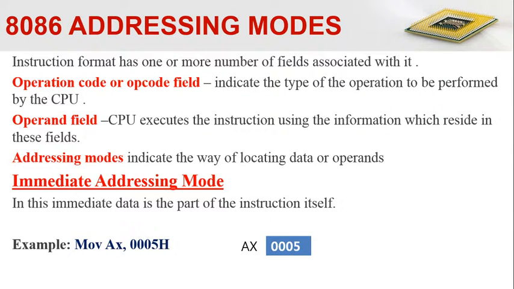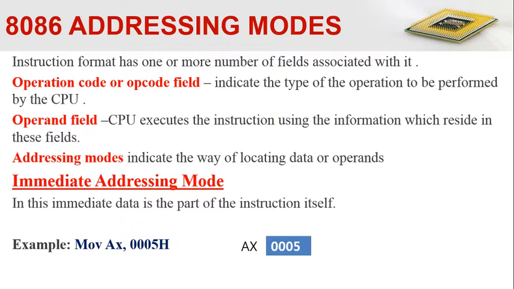An instruction has a format, and it has one or more fields associated with it. The first part is the opcode, or operation code part, which indicates the type of operation to be performed by the CPU.